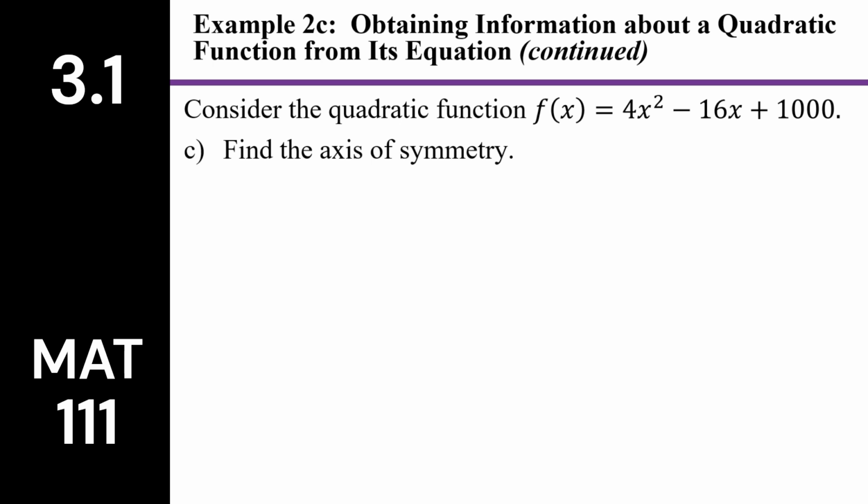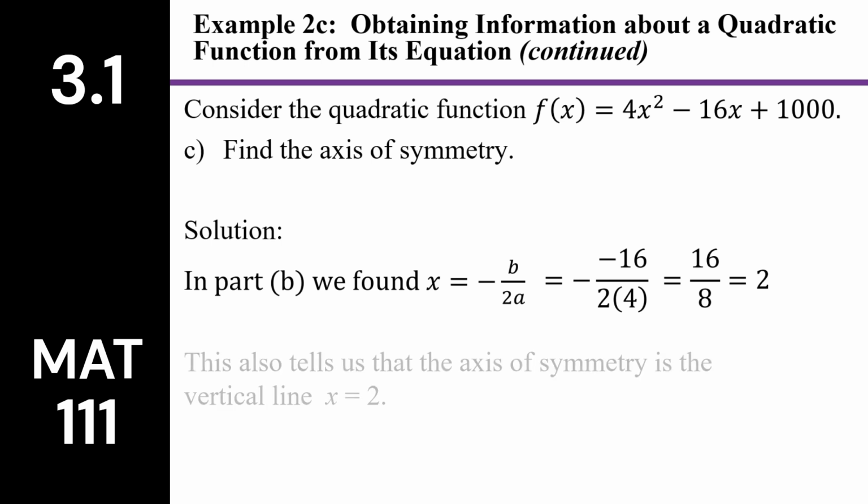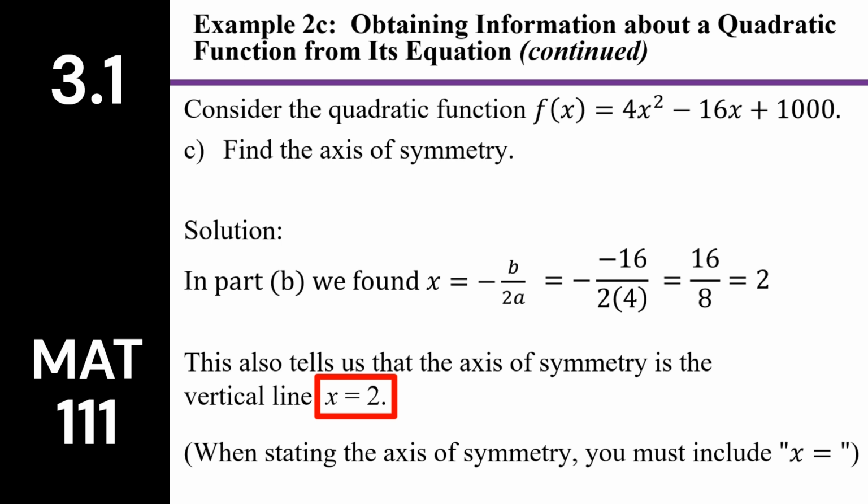Part C is to find the axis of symmetry. Recall that in part B we found the vertex, so we found that x equals 2. So this also tells us that the axis of symmetry is the vertical line with the equation x equals 2. When stating the axis of symmetry, you must include the x equals.